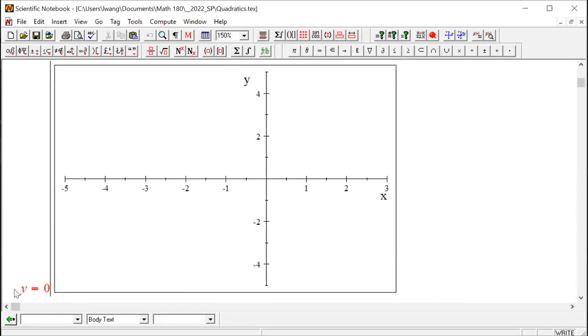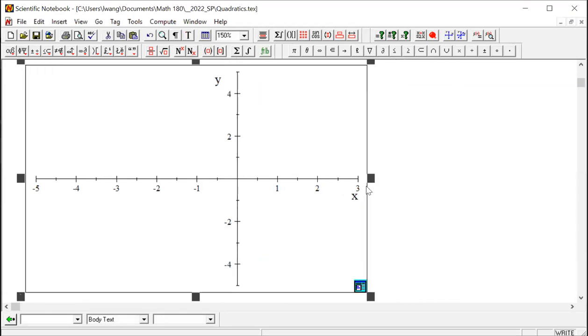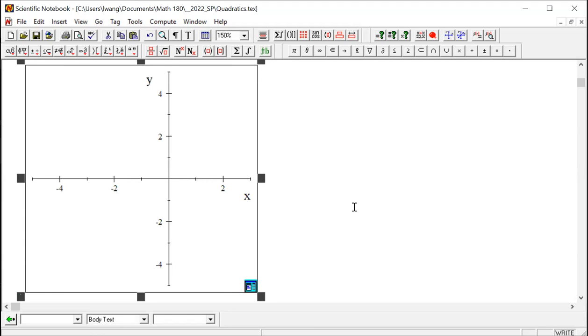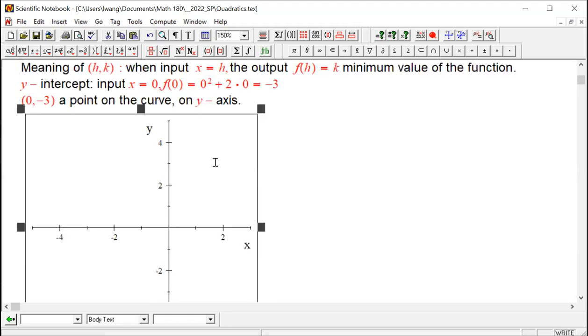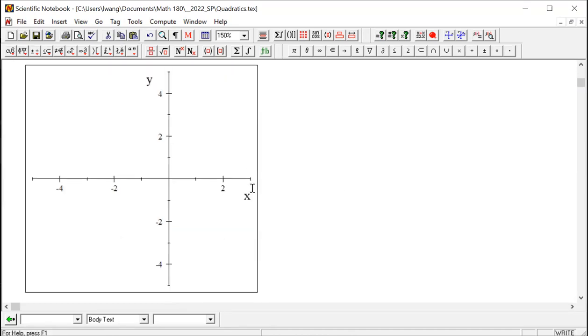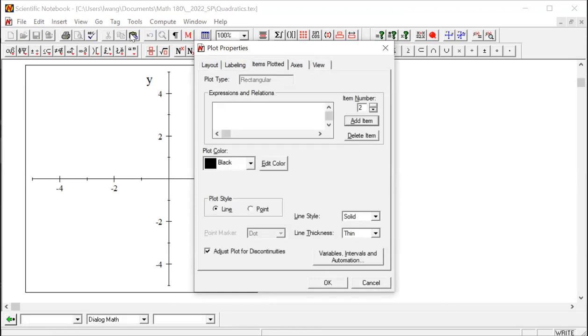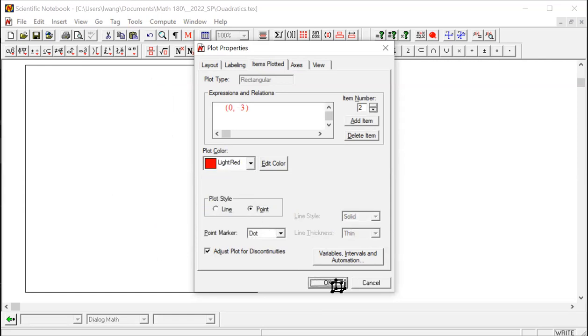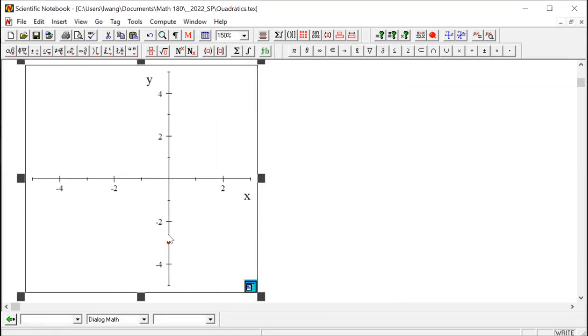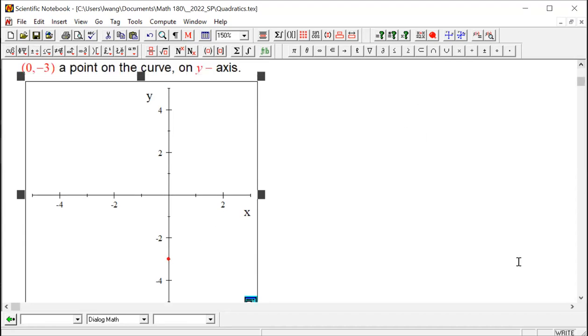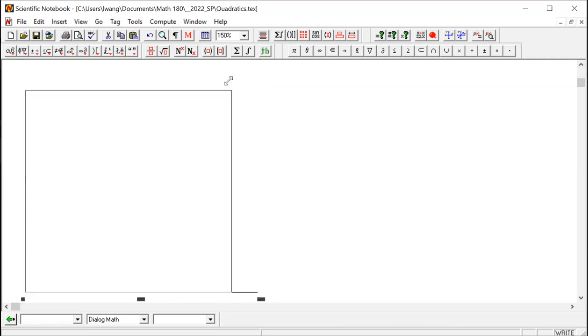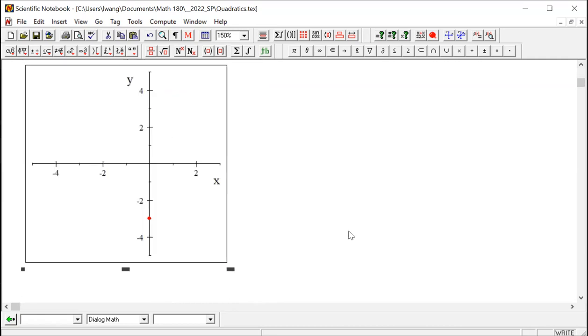Okay, so the rectangular system is being set up, and the points are being marked. You can see this point has a place, and this place we call the Y-intercept. I'm going to use a red dot to mark it. This point is (0, -3). Please mark it in your notebook.